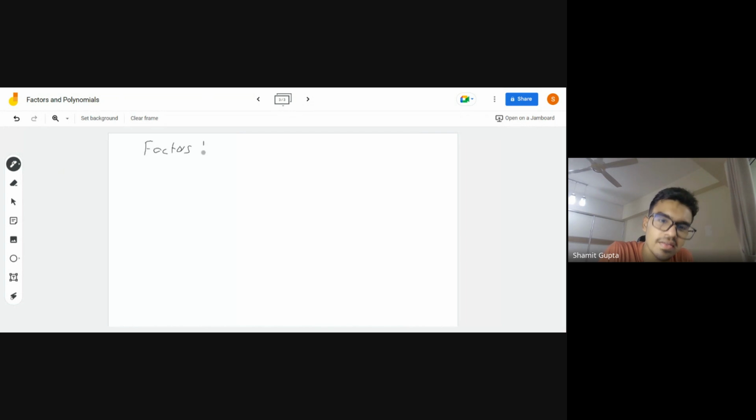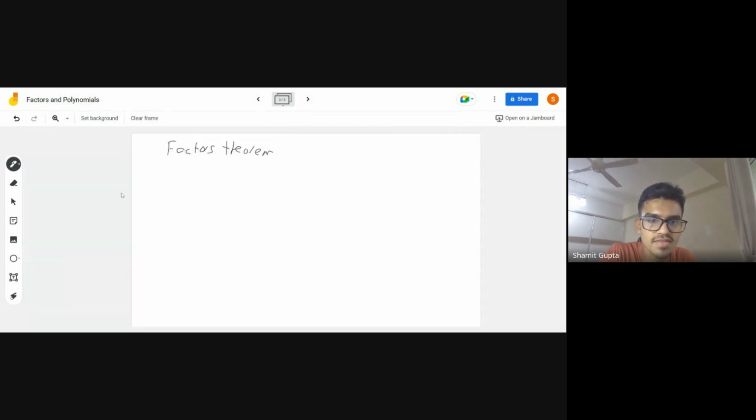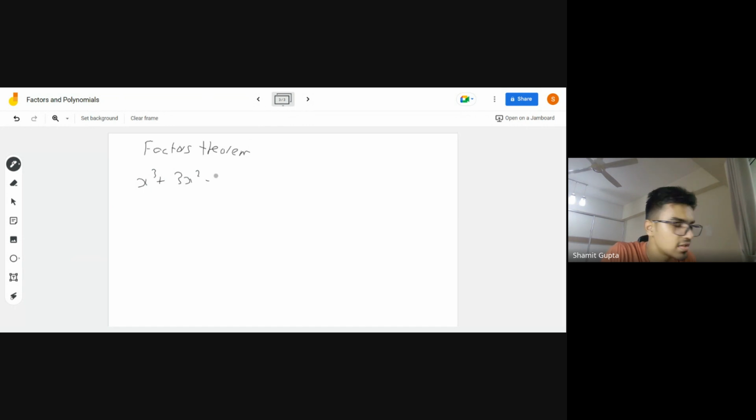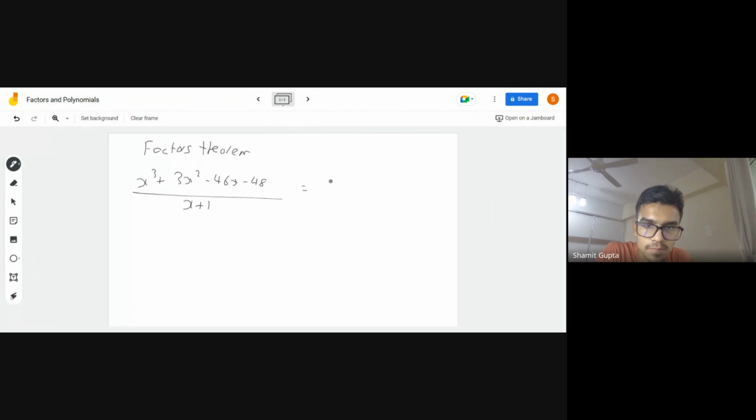There's this thing called factor theorem, and factor theorem is really, really easy. So suppose this one, I'll just use the same result again: x cubed plus 3x squared minus 46x minus 48. When I divided it by x plus 1, what did it give me? It gave me x squared plus 2x minus 48.